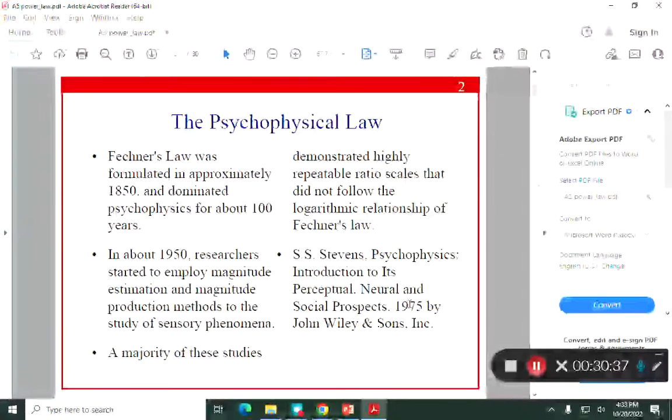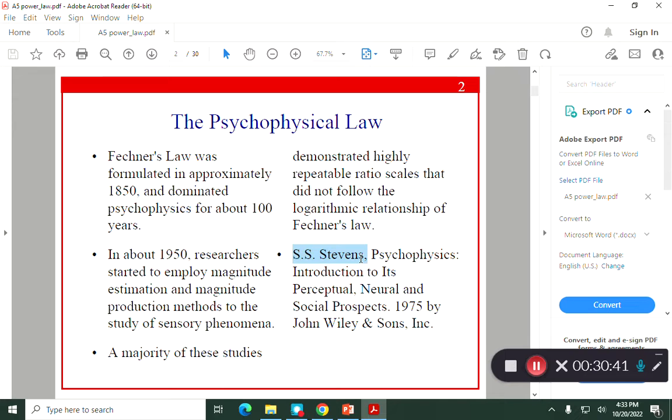Okay, and his most famous book is by S.S. Stevens. S.S. Stevens is his wife, okay, and it's called Psychophysics: Introduction to its Perceptual, Neural, and Social Aspects.